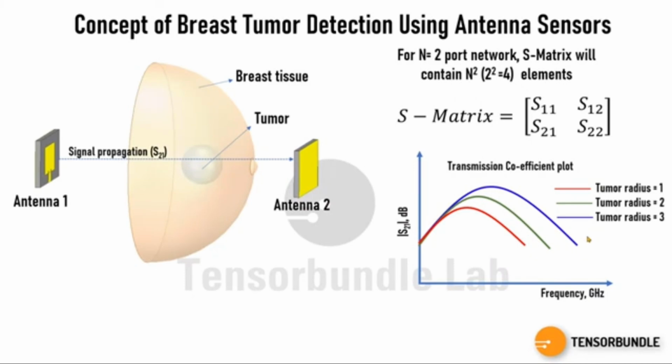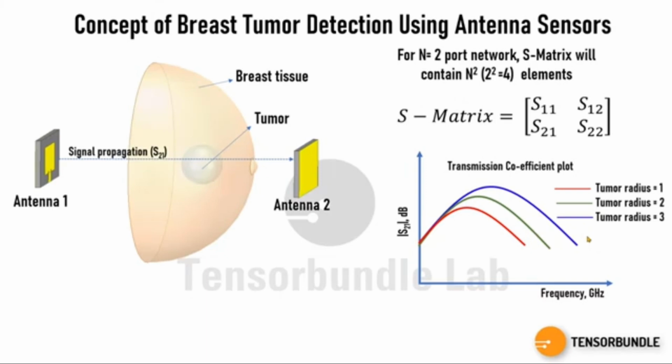So by having these multiple simulation plots, we can establish a correlation between the transmission coefficient and the tumor cell size and tumor cell location as well. So this is a very simple concept. Besides using 2 antennas, you can also employ multiple antennas around the breast cells in order to detect the tumor cell more precisely. And that could be done by using a circular array of antennas as well. But for this discussion, I'm keeping it simple. I'm only designing 2 antennas and a breast phantom between them.